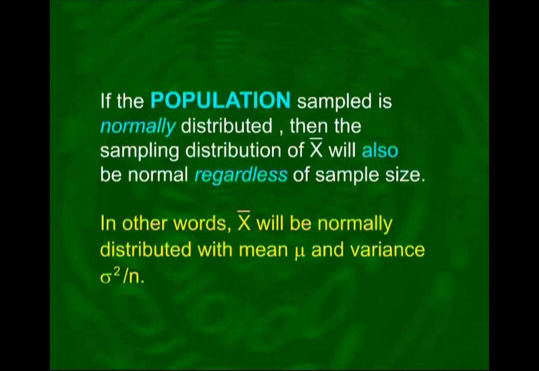And what happens in the case when the population itself is normal? Then we are better off. Phir to ye hai ke ye shart lagane ki bhi zarurat nahi rehti ke sample size large ho. Us case mein, as you now see on the slide, we have the situation that if the population sampled is normally distributed, then the sampling distribution of X bar will also be normally distributed regardless of the sample size. In other words, X bar will be normal with mean mu and standard deviation sigma over square root of n, even if sample size n is not very large.